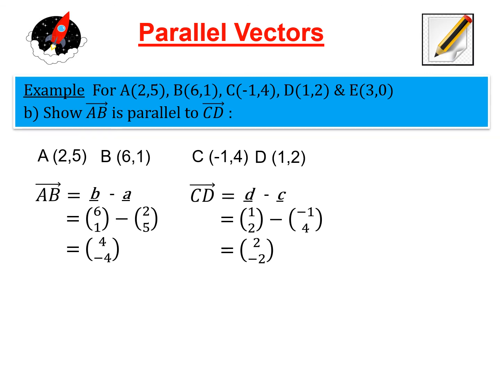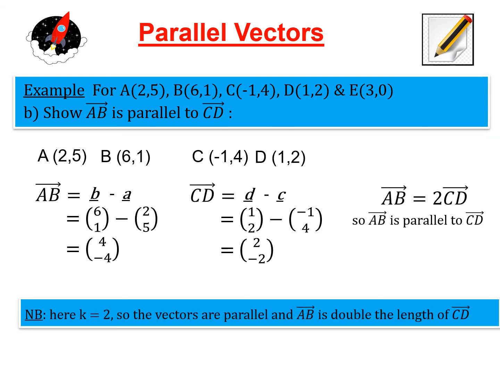Now if we compare the two vectors, we can see that AB is double CD. So we would write that as AB equals 2CD. So therefore AB is parallel to CD. We're showing that one vector is a multiple of the other. So again, if you just notice here, K is 2. So the vectors are parallel and AB is double the length of CD.